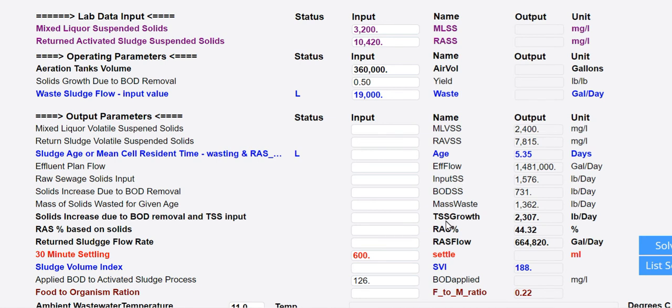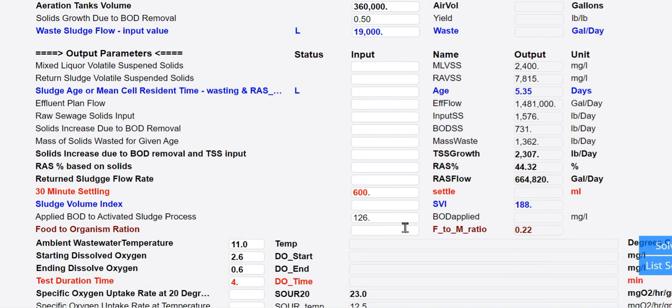It comes up here and tells you that the total suspended solids growth is estimated at 2,307. We calculate the return sludge flow rate based on the RAS, or return activated sludge solids, and the mixed liquor solids. Then you have the settled sludge volume, which you input. This calculates out the SVI, and also you can add the applied BOD.